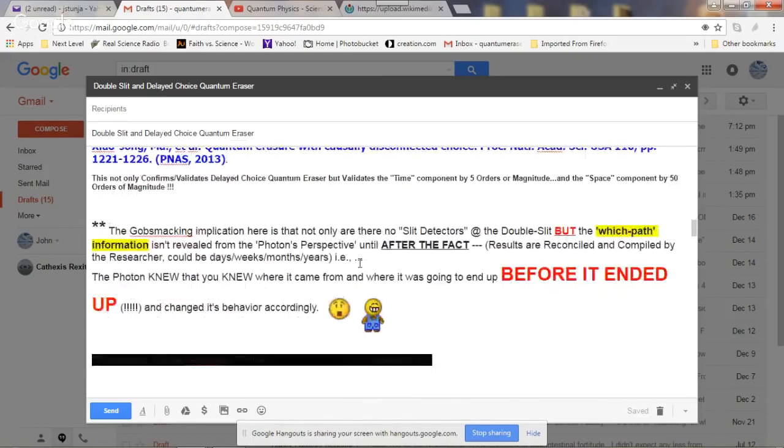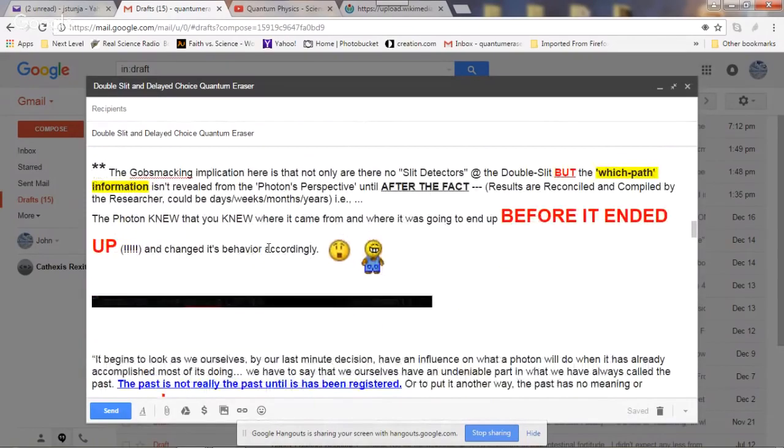Now this is the big one. The gobsmacking implication here is that not only are there no slit detectors at the double slit, but the which path information isn't revealed from the photon's perspective until after the fact. The results are reconciled and compiled by the researcher. It could be days, weeks, months, or years. Here's the rub. The photon knew that you knew where it came from and where it was going to end up before it ended up, and changed its behavior accordingly.